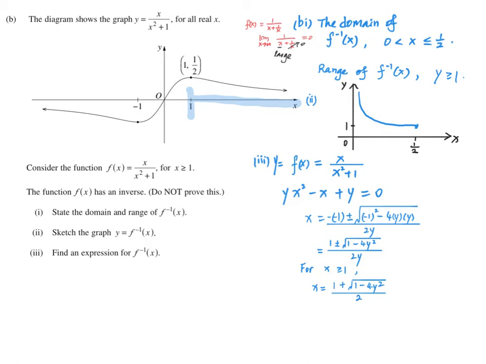Since the question said that we consider only x greater than or equal to 1, 1 minus the square root thing is not going to be greater than or equal to 1. Therefore, we just forget the minus sign. x should be equal to 1 plus the square root of 1 minus 4y squared, and then the sum divided by 2y. Therefore, this is the inverse function. Let's just change, because the question asks you to find the inverse function of f(x), the notation thing, you just change the y into x, dummy variable. So it can be x, it can be anything.